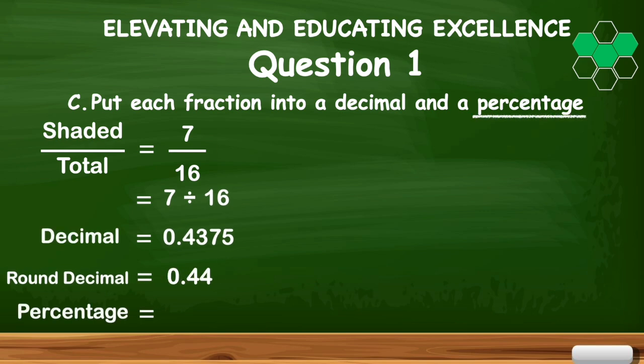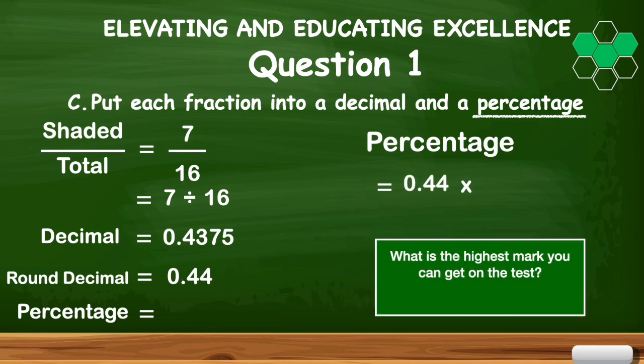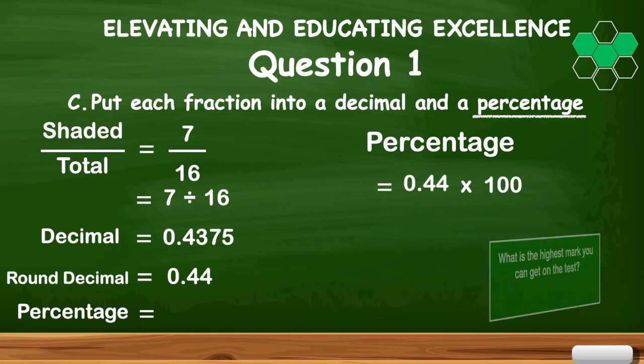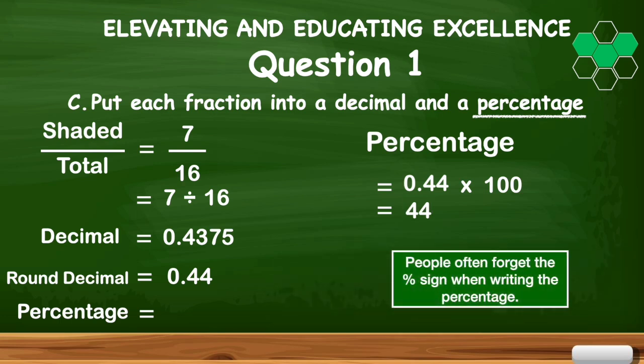Now let's solve for the percent. So we're going to take the rounded decimal and we're going to multiply it to the answer in this question. What is the highest mark you get on the test? 100%. So we're going to times 0.44 by 100. So that equals 44. People often forget the percent sign when working with the percentage, so don't forget it. So it's 44%.